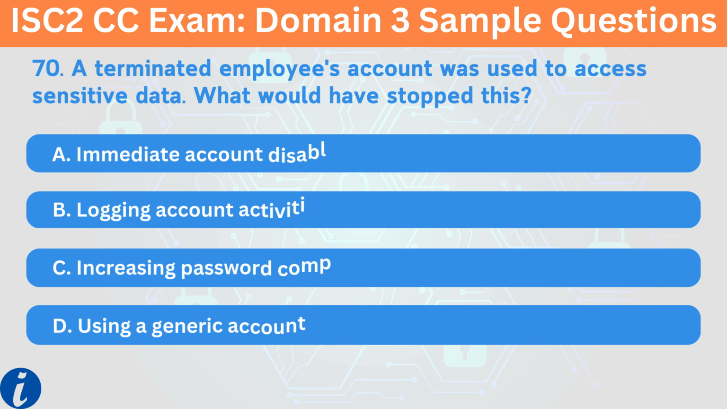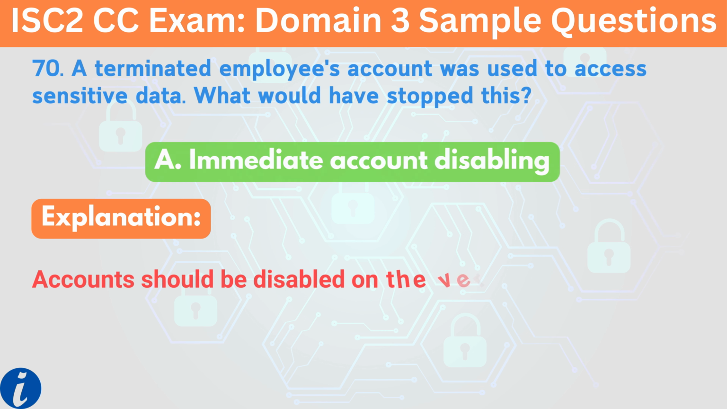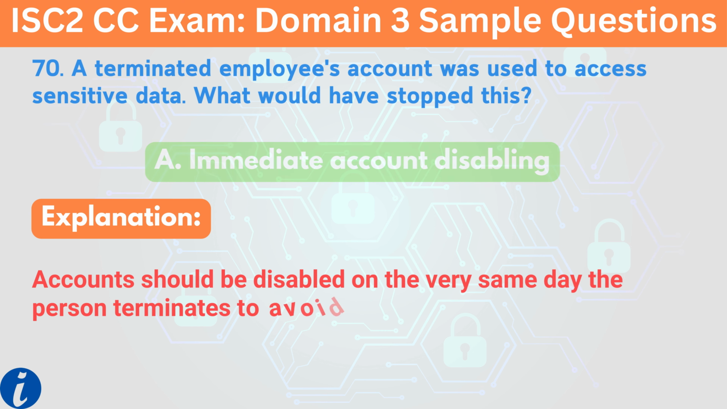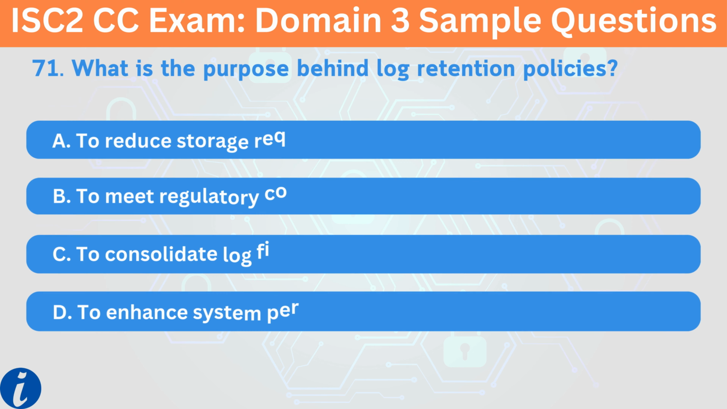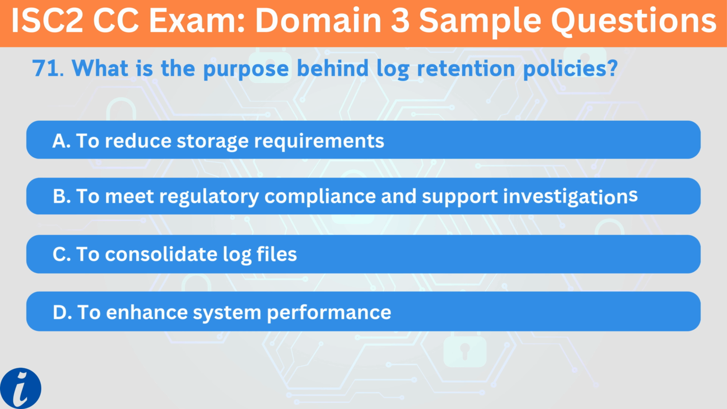70. A terminated employee's account was used to access sensitive data. What would have stopped this? A. Immediate account disabling. B. Logging account activities. C. Increasing password complexity. D. Using a generic account for terminated users. The correct answer is A. Immediate account disabling. Explanation: Accounts should be disabled on the very same day the person terminates to avoid access to old credentials.